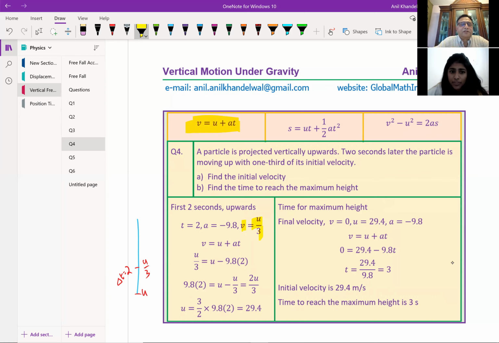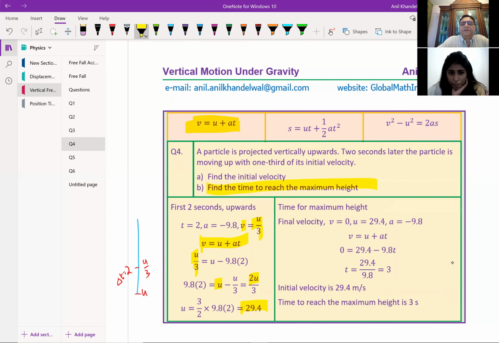Relate it with your first formula, v equals u plus at. Write v in terms of u over 3, and then you have only one unknown, u. Solve for u. Simple as that. Sometimes they give you 2 velocities, then you can easily do it with this particular method. It's like a linear equation, finding another point on the line.